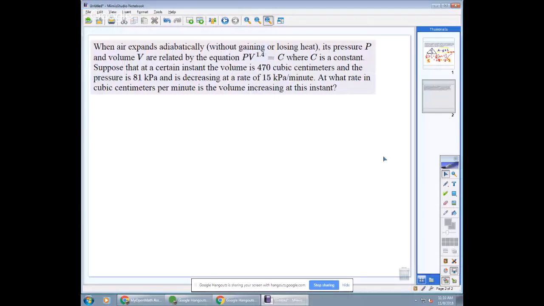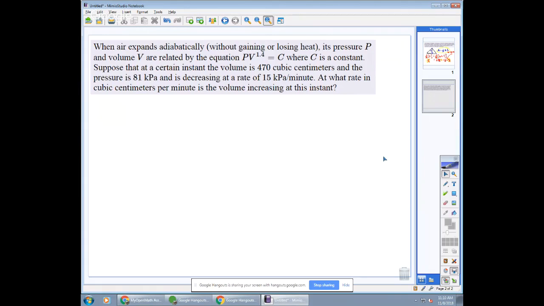All right, so air expands adiabatically, that is without gaining or losing heat. Its pressure and volume are related by the following equation. P times V to the power 1.4 equals C. So that's the relationship between pressure and volume. We get that constant on the other side.